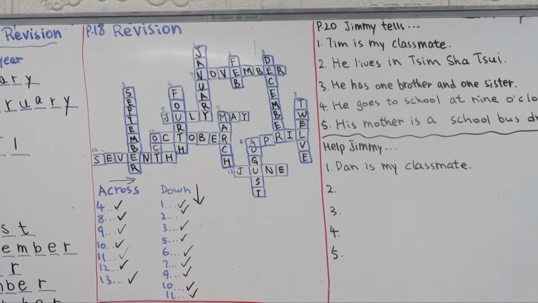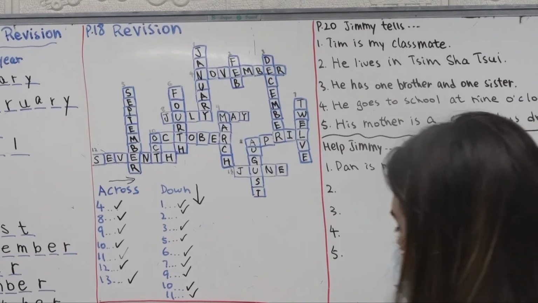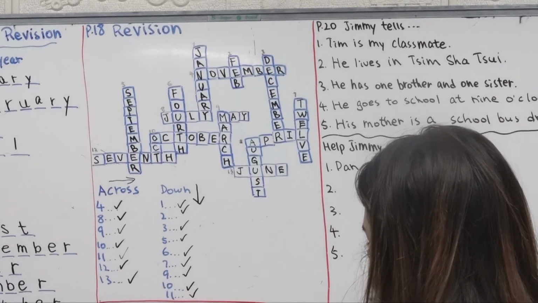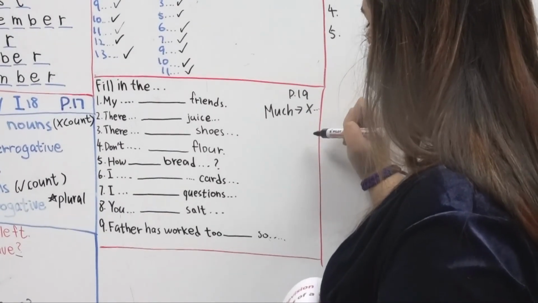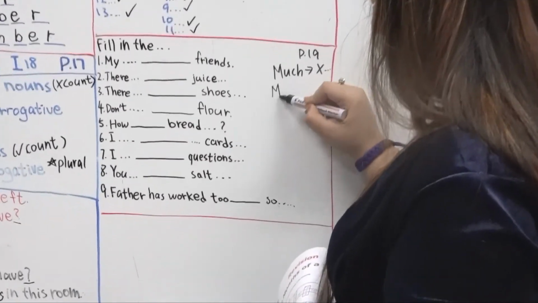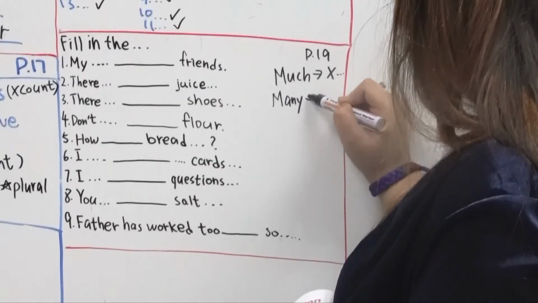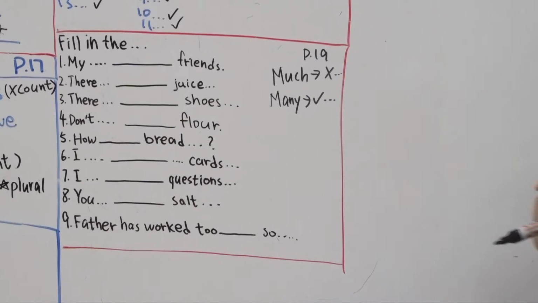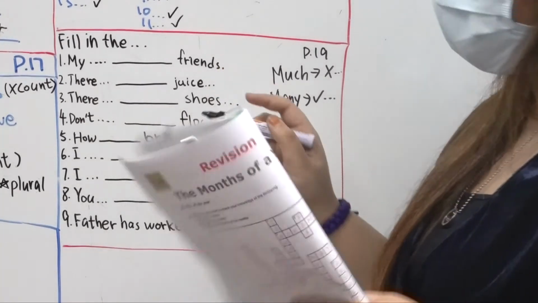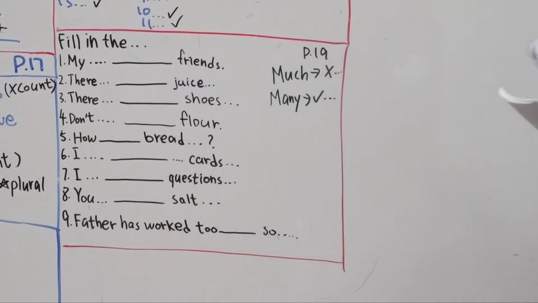Remember, we have learned about much and many. Remember, much is used for things we cannot count. Okay? And many is used for the things we can count. Okay? Let's have a look. Number 1. My sister Anne has what friends? I can't count them.